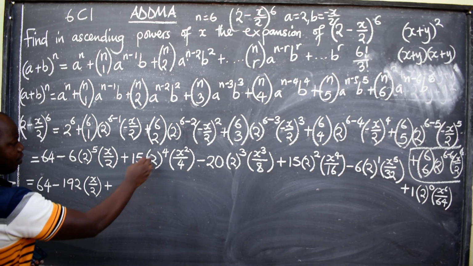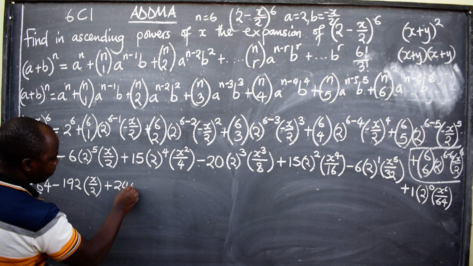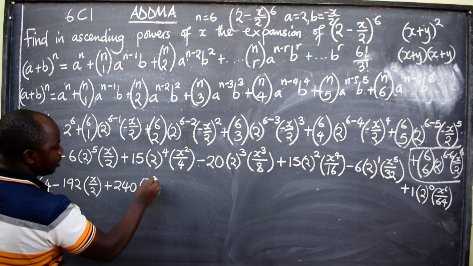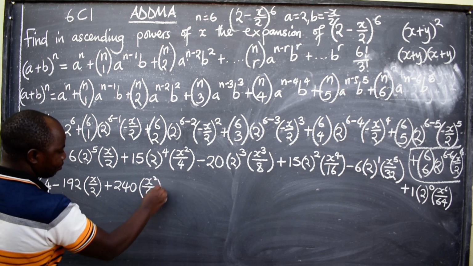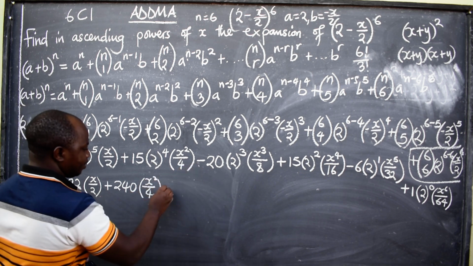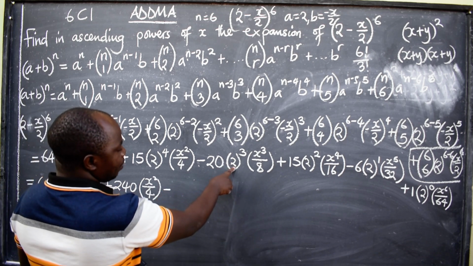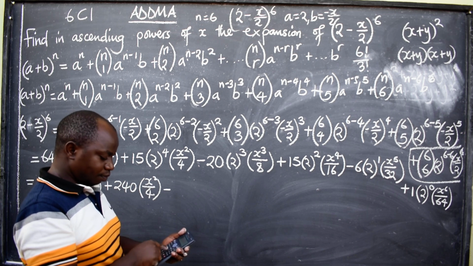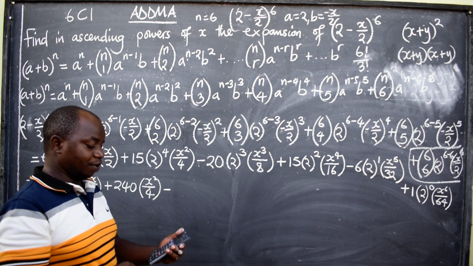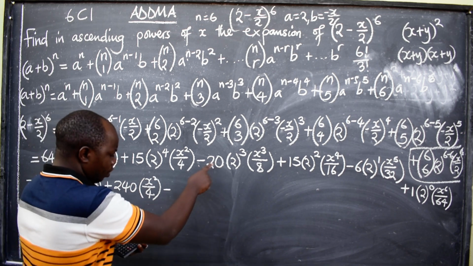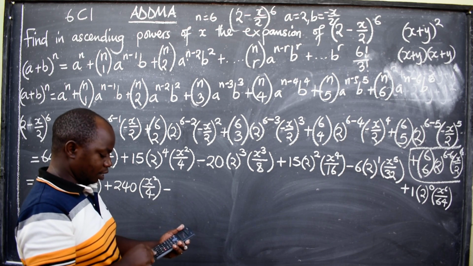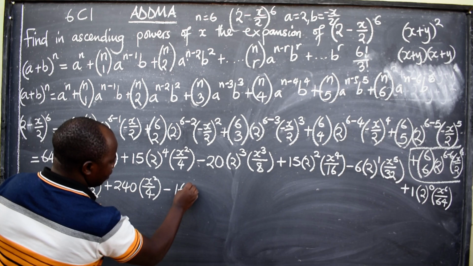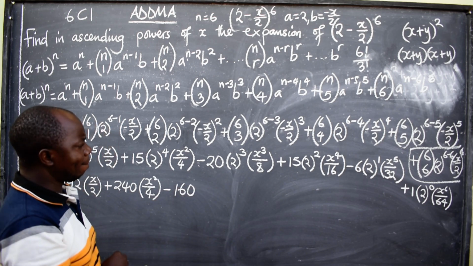240. So this will give us 240. Then in brackets we have x squared over 4. Minus. Here you're going to say 2 to the power 3. 2 raised to the power 3, we're going to get 8 times 20. Times 20, you get 160. So this will give us 160 here.